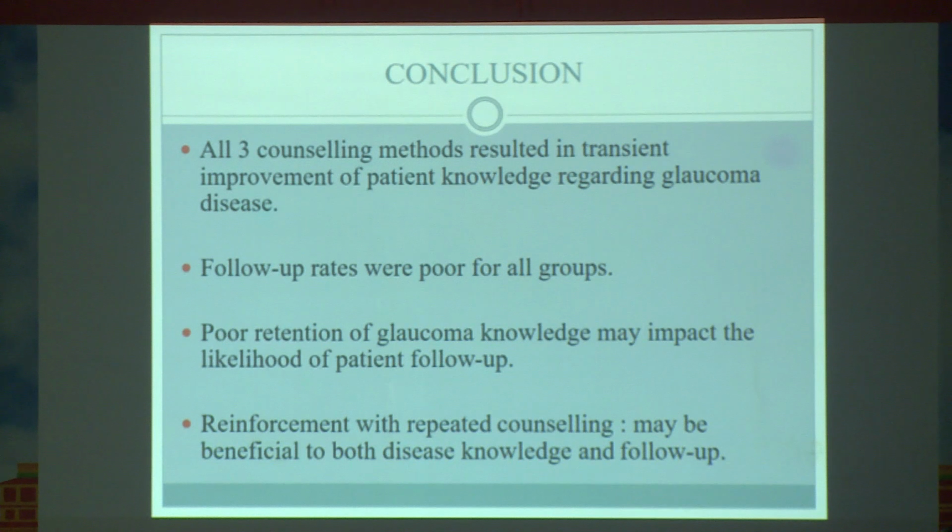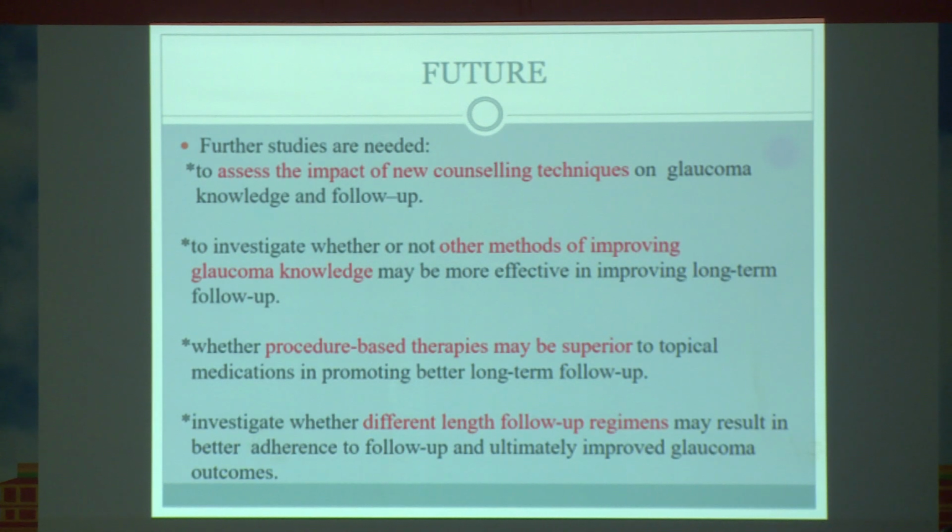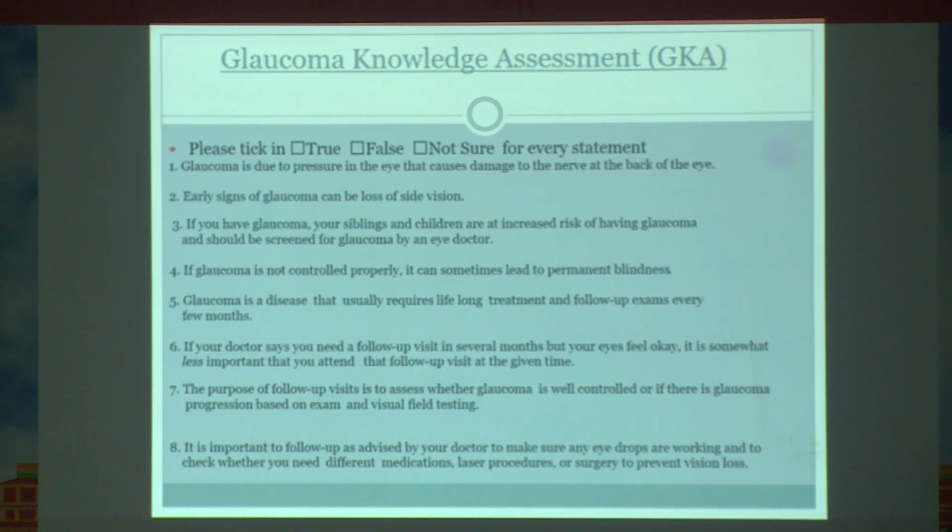In conclusion, all 3 counseling methods resulted in transient improvement of patient knowledge. Follow-up was poor in all 3 groups. There were some limitations also, like the counseling was done by the same set of counselors, so there was some blurring between those 3 techniques. With this, we also want to evaluate other studies to assess some novel techniques of glaucoma counseling, so as to improve the follow-up, increase the knowledge and keep that knowledge in memory for glaucoma patients. Thank you.